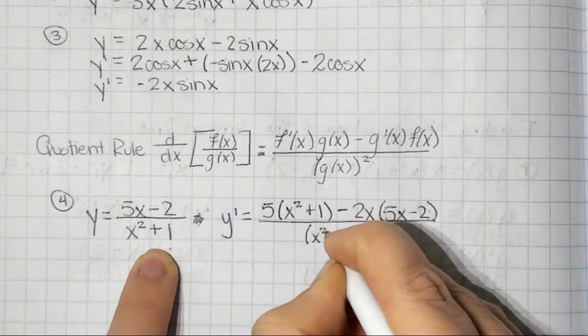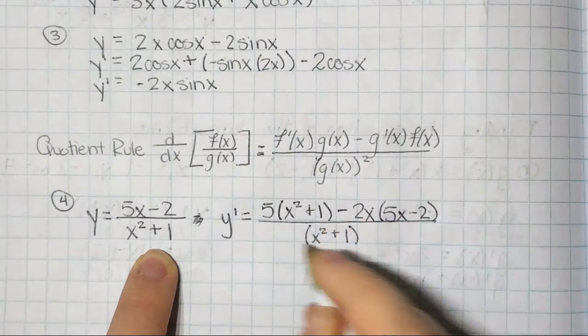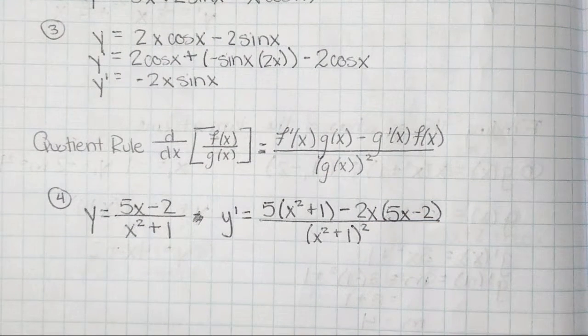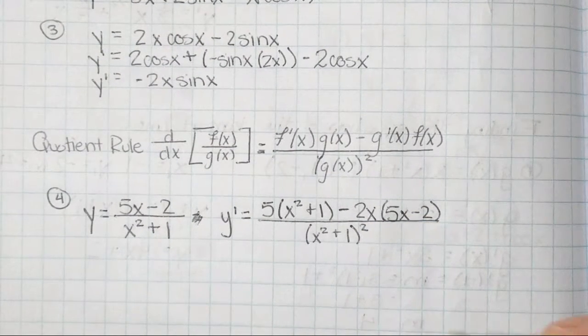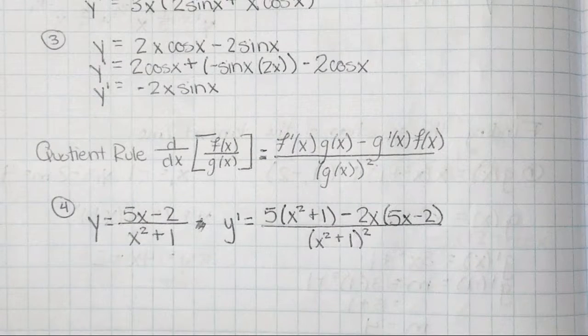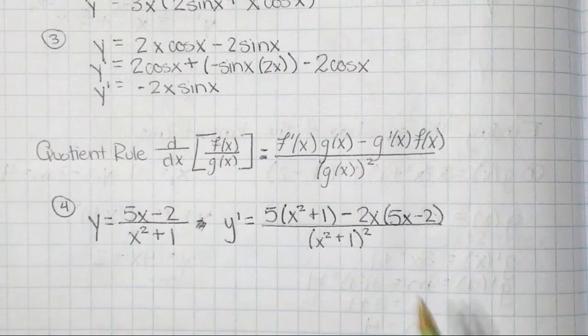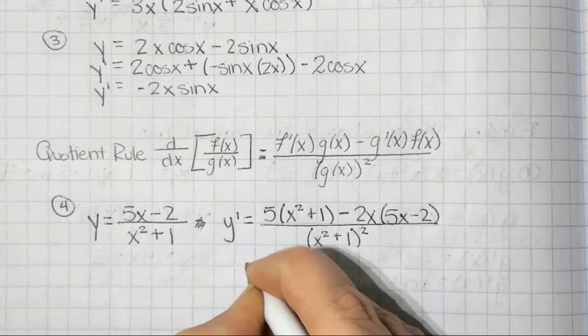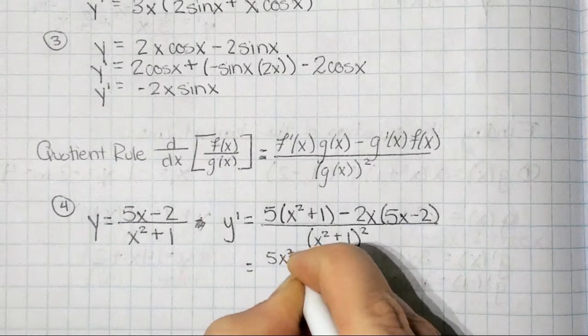X squared plus 1, and I have to take that entire thing and square it. Okay? That is technically the derivative. Now, if this was a multiple choice test, you would not see it written like this, because what they're going to do is go through, distribute, and combine like terms. Okay? So if we do that, we're going to get 5x squared plus 5.